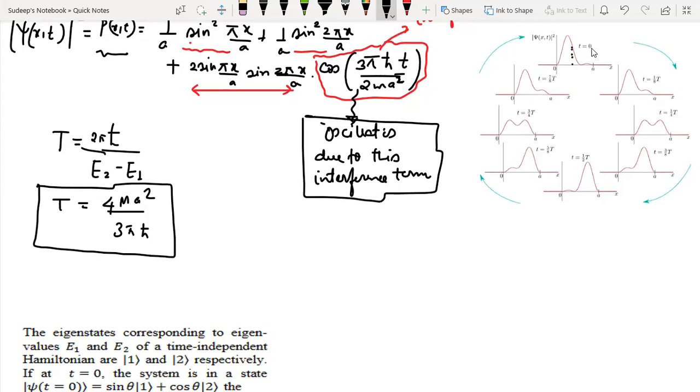Now let's say I take time t equal to T/8. I have to place T/8 here, and I can see clearly that my probability now shifts with respect to time. The probability amplitude now shifts towards the right half of the box. And slowly we see that at time t equal to T/4, the probabilities of finding the particle will be almost equal on both sides. And this is how it is going to oscillate. So this represents your oscillating probability density.